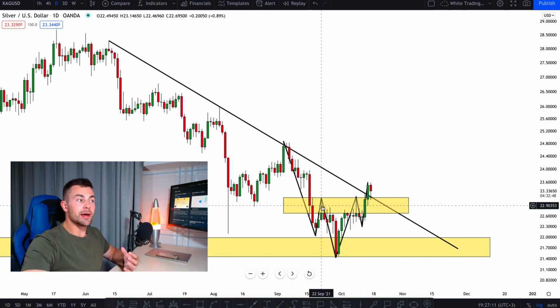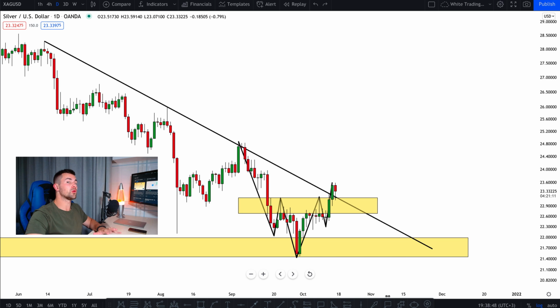Now this pattern may give us a very great opportunity to buy silver. So let's discuss how we will buy silver wisely. Let's discuss where will be our stop loss, where will be our targets, and how we will take this trade. The most important thing for us to spot right here is the entry level.